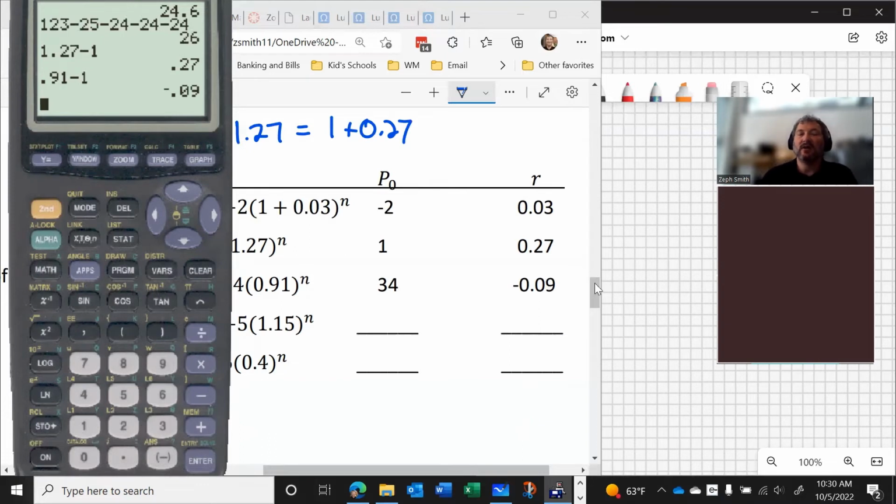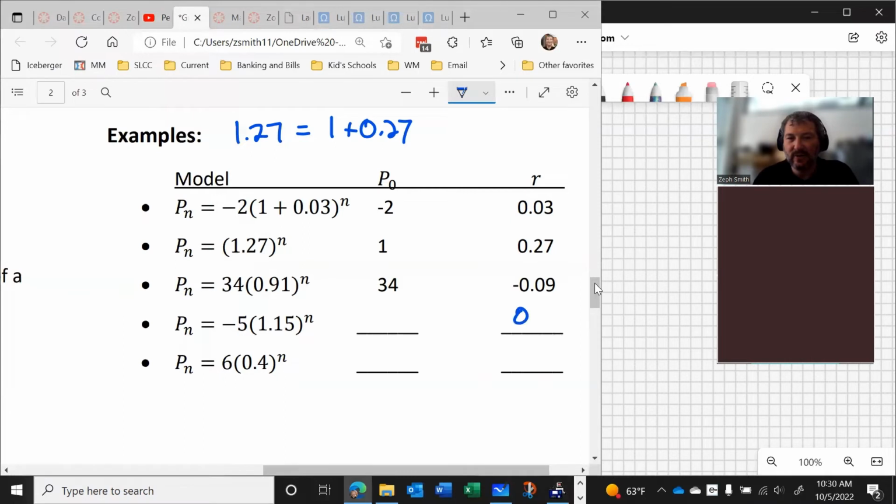So finish the r column. What are the two values for these last two examples for the growth rate r? What do you get? Okay, good. 0.15. Perfect. And what about the 0.4?